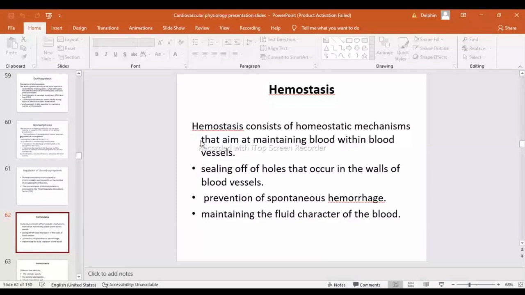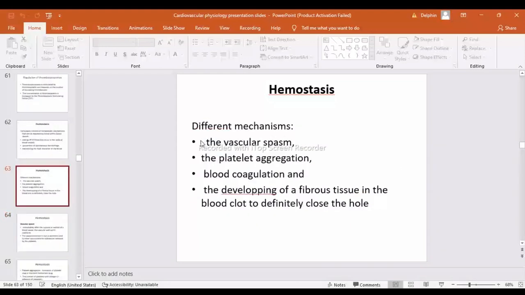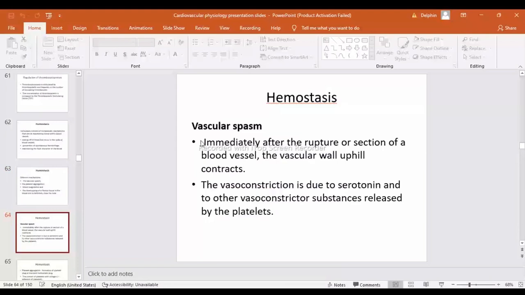We have different mechanisms. If there is a rupture of blood vessels, the first impact is vascular spasm, followed by platelet aggregation and blood coagulation, and developing of fibrous tissue in the blood clot to close the hole. For vascular spasm, this occurs immediately after the rupture of a section of blood vessels. The vascular wall contracts. The vasoconstriction is due to serotonin, from platelets and other vasoconstrictor substances released by platelets.